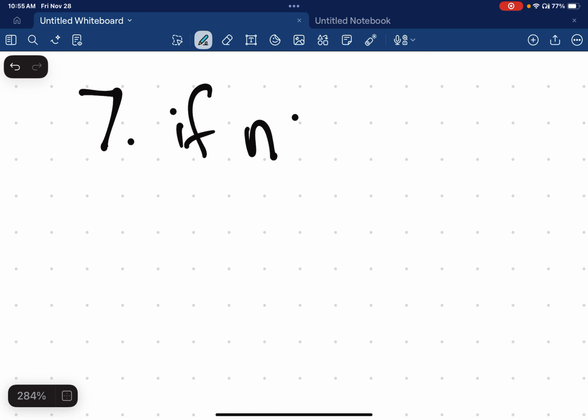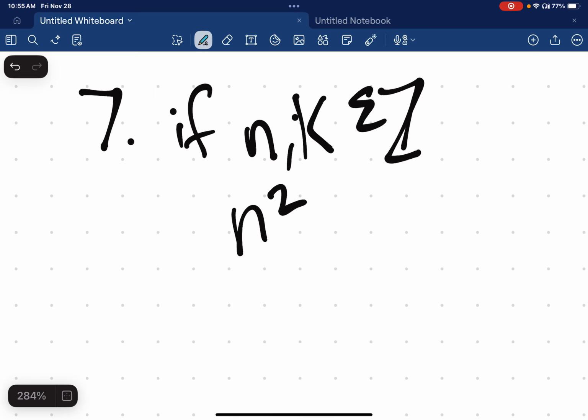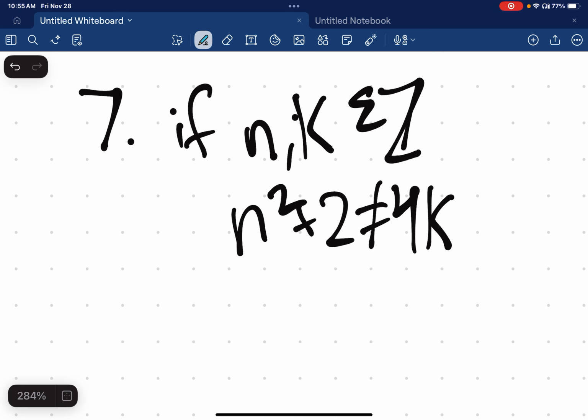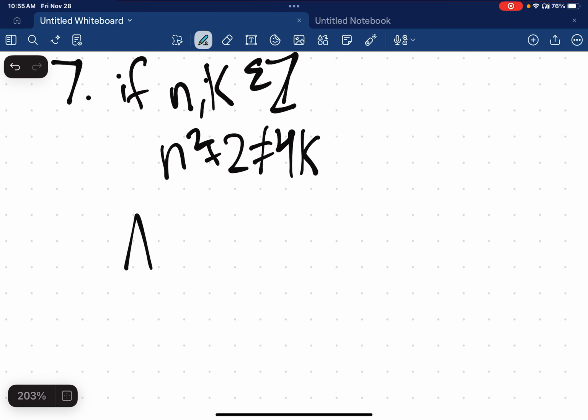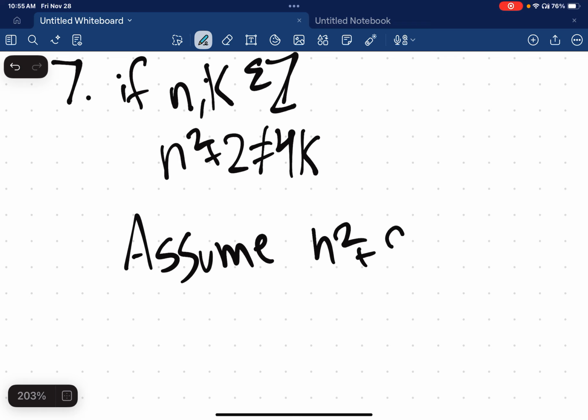If n and k are elements of the integers, then n squared plus 2 does not equal 4k. Jeez, okay, yeah, these are all contradictions. I didn't realize that. Okay, assume n squared plus 2 does in fact equal 4k.